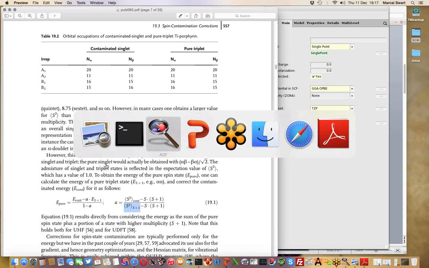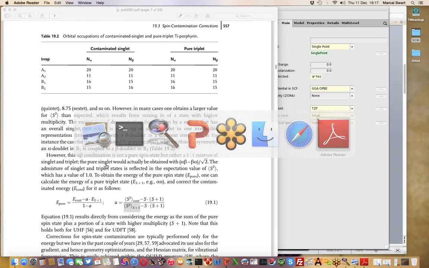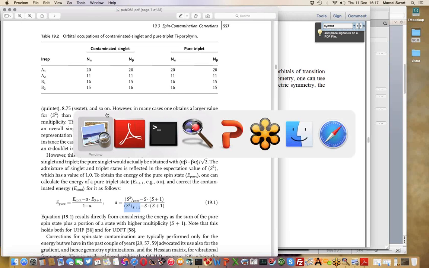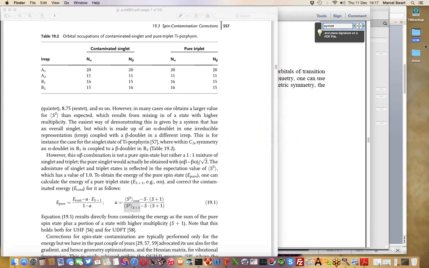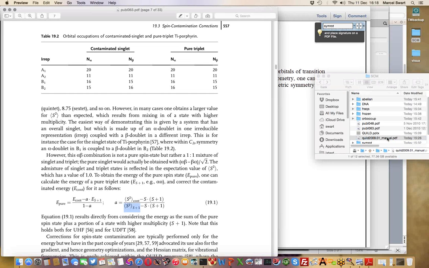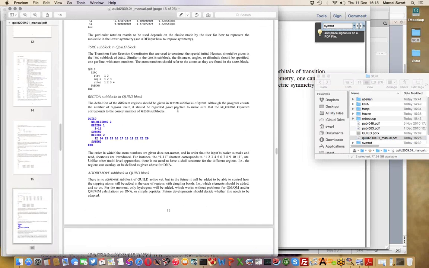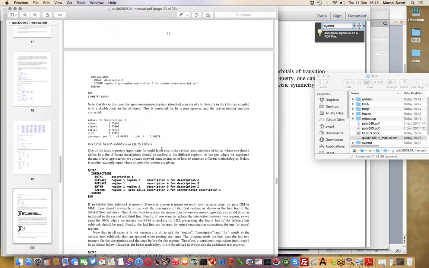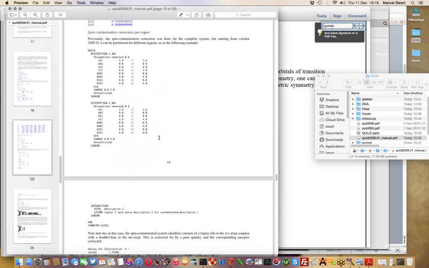And you can actually use this within the input to obtain the correct pure spin state automatically. So the only thing, this is one example from the manual.